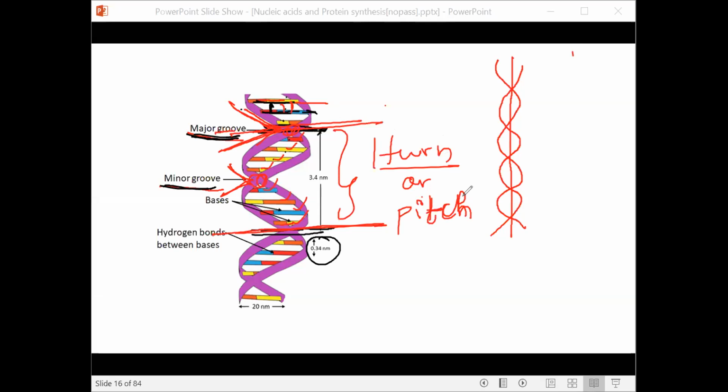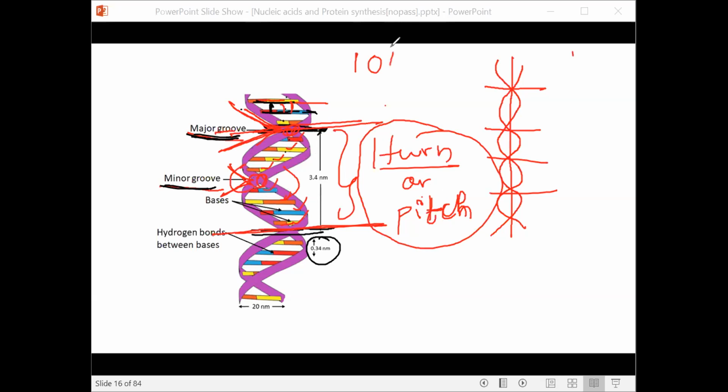So it's like you take a rope ladder and twist it. It will follow a similar twist. So in this right diagram, what I've done, this is one turn, this is one, like that. When it is twisting, it's twisting in a different fashion. So it will have one major groove, one minor groove, one turn or pitch. Now, what is the length of this? In this DNA, one turn consists of 10 base pairs. Okay. One turn has 10 base pairs.